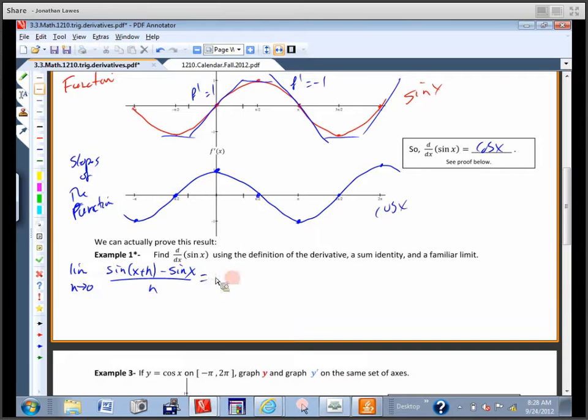So we're going to rewrite this as, and again, I'm going to drop the limit for the time being. This is going to be the sine of x. Help me out here. Cosine of h. Okay, plus or minus. It's going to be a plus. And then we're going to have the sine of h, cosine of x, minus the sine of x, all over h.